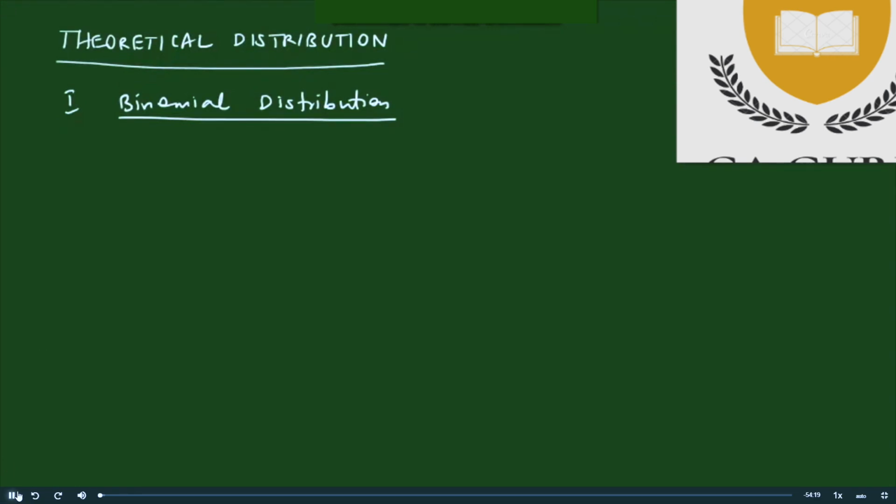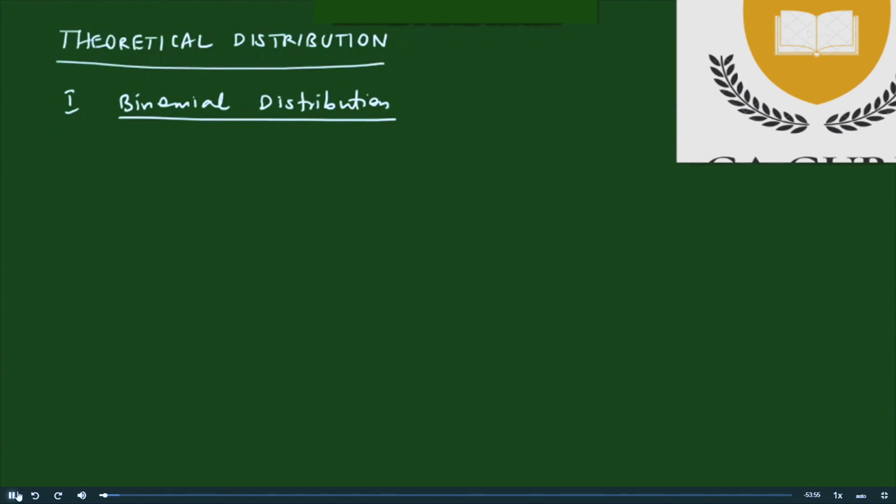Now we shall be starting with our new chapter, theoretical distribution. This is actually a very simple chapter, and with good practice, you'll be able to master it. On the face of it, it looks complicated, but trust me, it is actually a very simple chapter. It is divided into three sub chapters.